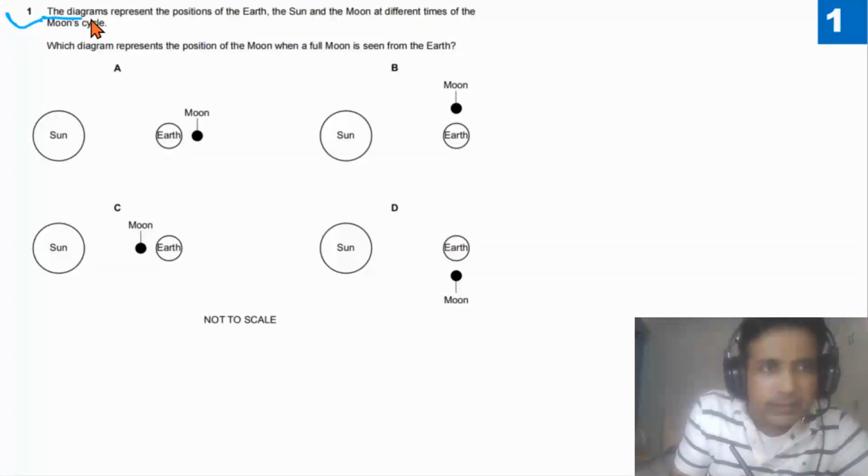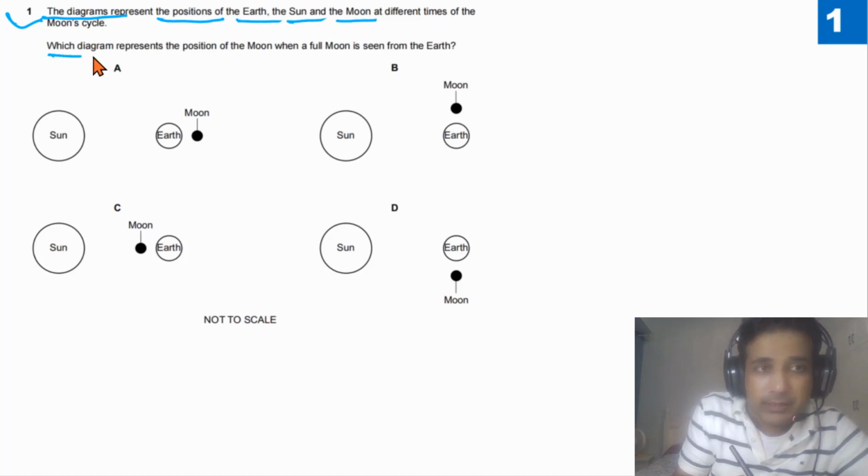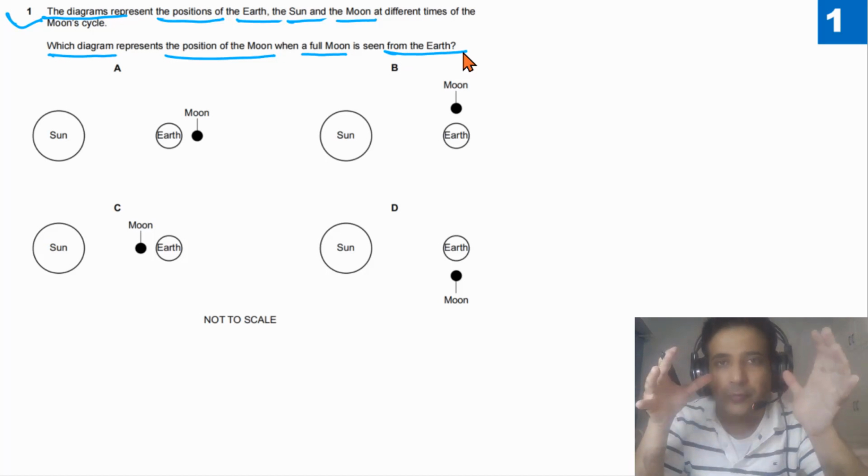Question 1 says the diagrams represent the positions of the Earth, the Sun and the Moon at different times of the moon cycle. Which diagram represents the position of the Moon when a full moon is seen from the Earth? First of all we need to understand when we will see the full moon. Full moon is seen when the Earth is between the Sun and the Moon. So the sun rays reflect from the surface of the moon and we will see the full moon.